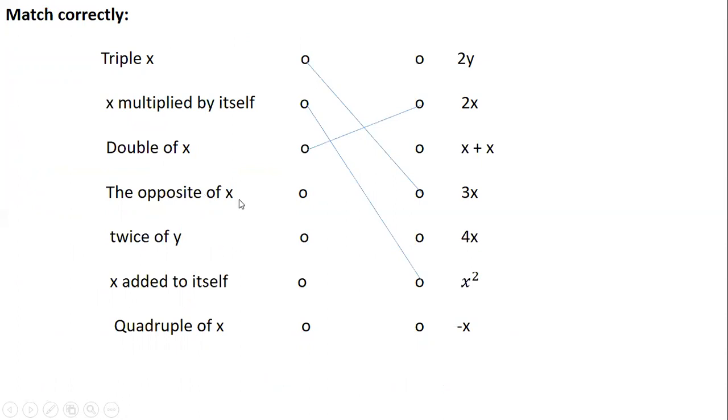The opposite of x, opposite means if it is positive, its opposite is negative. So the opposite of x is minus x. Twice of y means 2 times y, which is, of course, 2y. X added to itself, so it is x plus x. Now, quadruple of x, quadruple means it is times 4. So x times 4 is 4x.